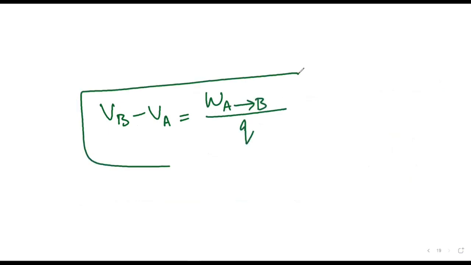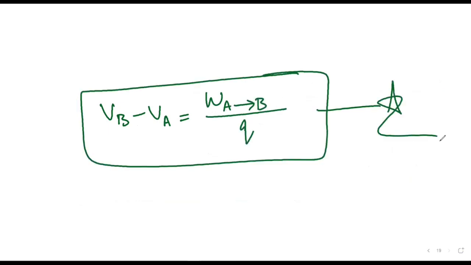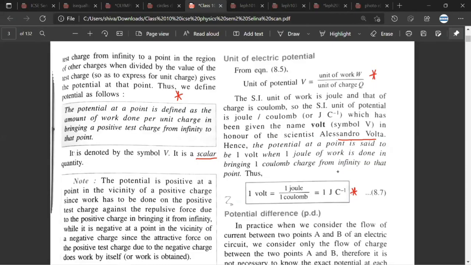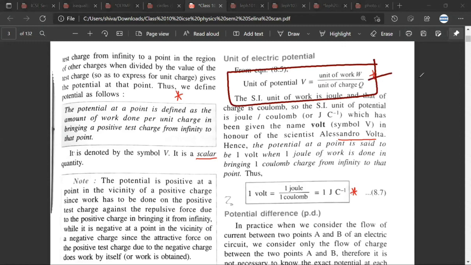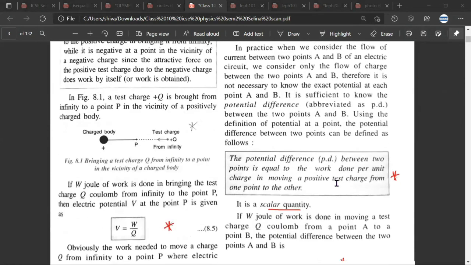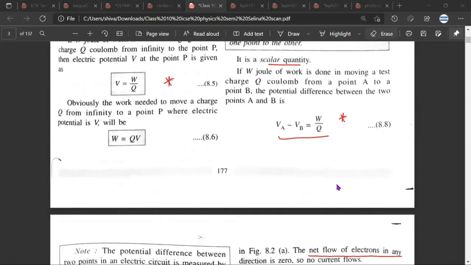So you will find a definition like this: VB minus VA is work done in moving a charge from A to B divided by the charge moved. Any doubt, Mr. Sivang? No. And these are the formulas which are mentioned here. Unit of potential, work done per unit charge. This is the first formula. The other formula that is discussed is VB minus VA, work done per unit charge. Mr. Sivang, any doubt? No.